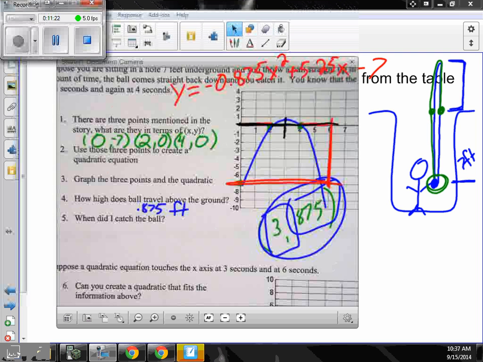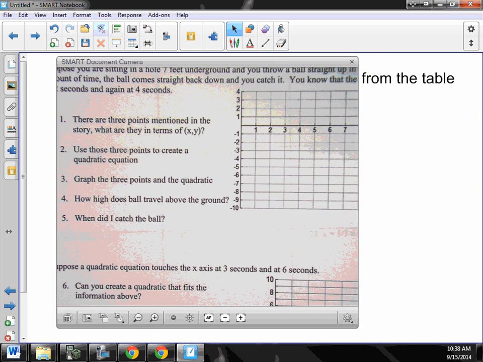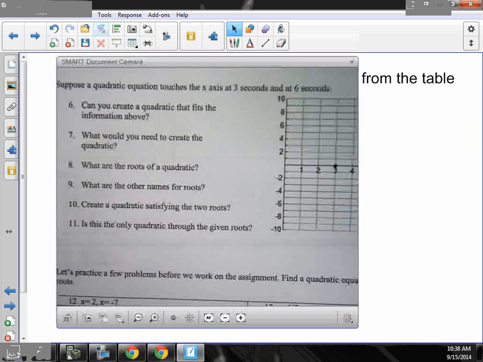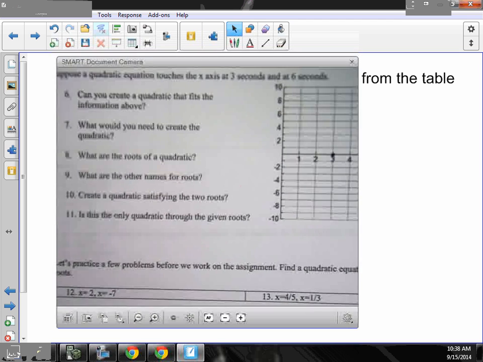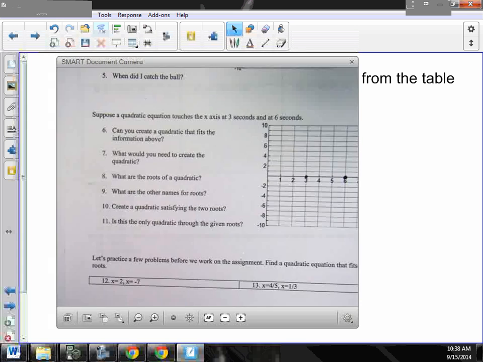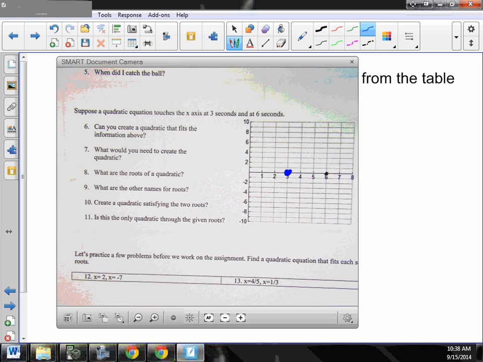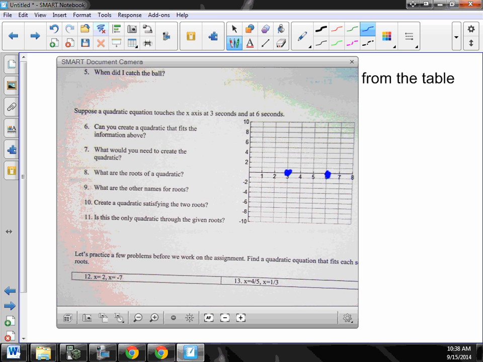Okay? And if you know 3 points of a quadratic, you can always use your calculator to figure out what the equation is. But what if you only know 2? Look down below. Suppose a quadratic equation touches the x-axis at 3 and at 6. So we have our 2 roots, here and here. Number 6 asks, can you create a quadratic that fits the information above?